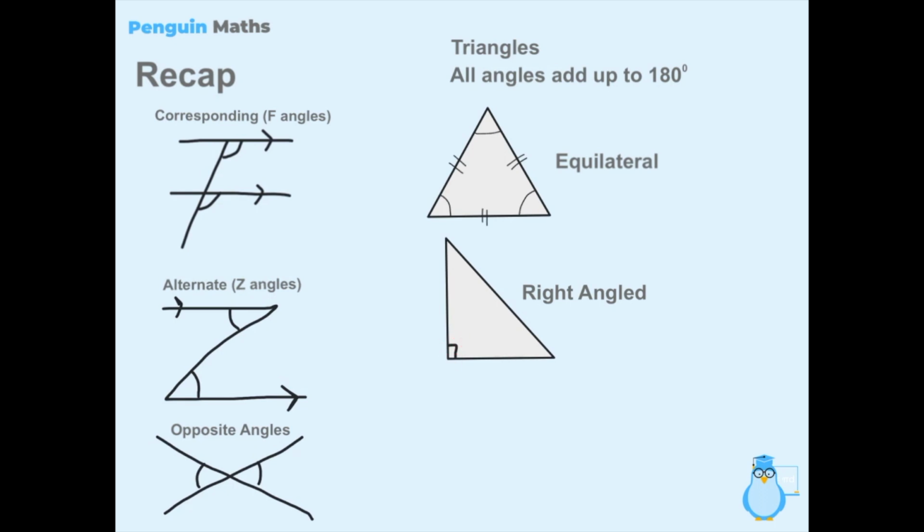And then finally, we said that an isosceles triangle is one which has only two equal sides and two equal angles.